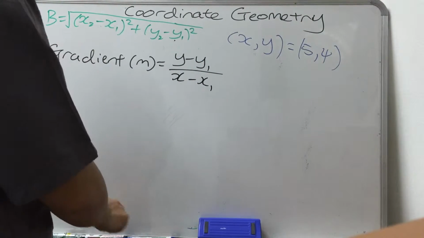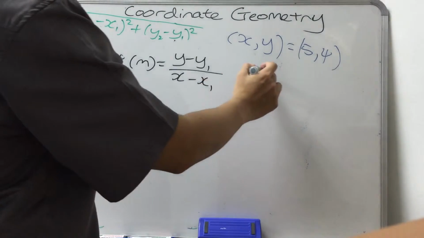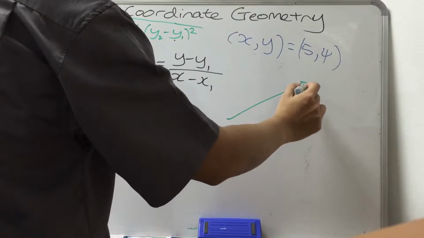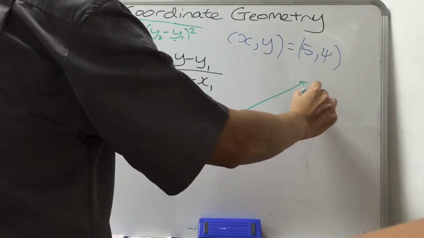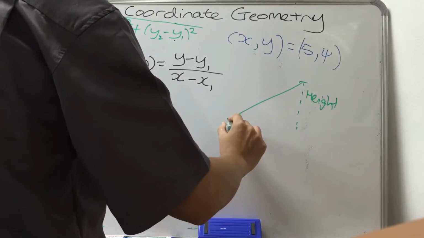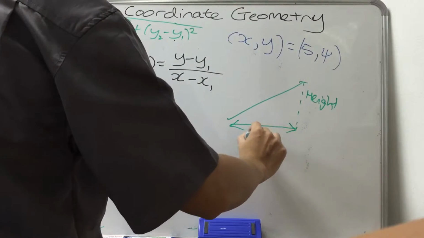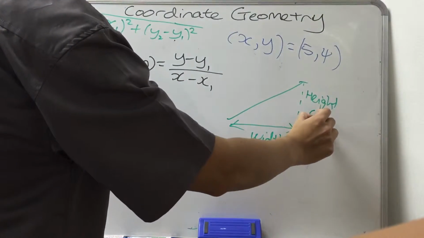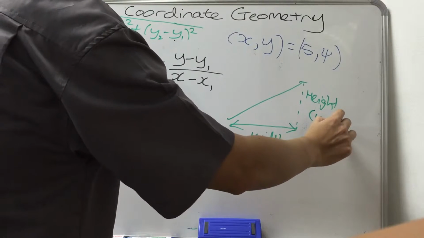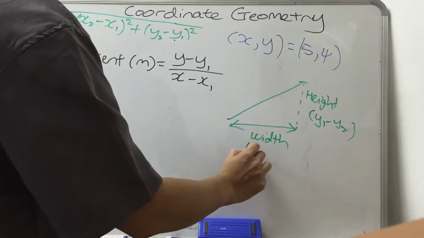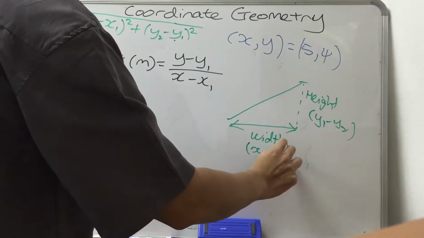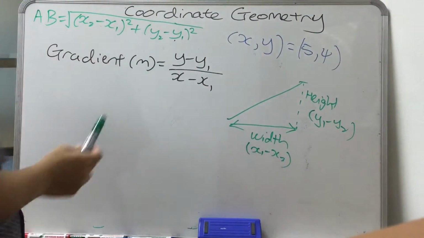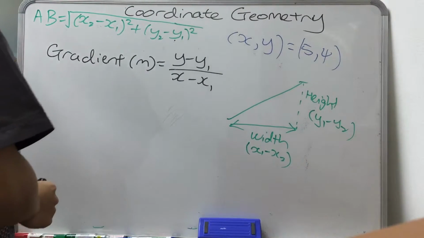Graphically it will look like this. To find your gradient, find the height and divide it by the width. How do you find the height? This height is given by y1 minus y2. The width is given by x1 minus x2. That's how you get your gradient, height over width. Let's see some examples.